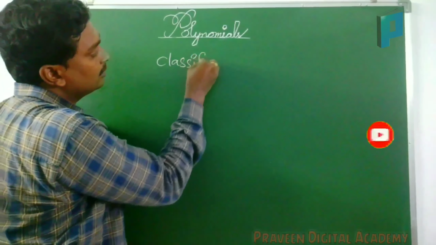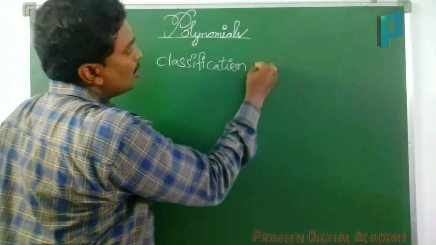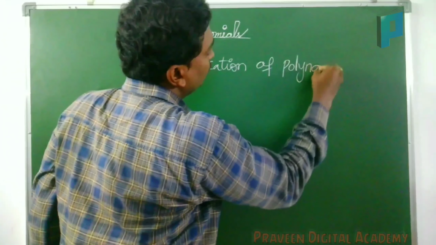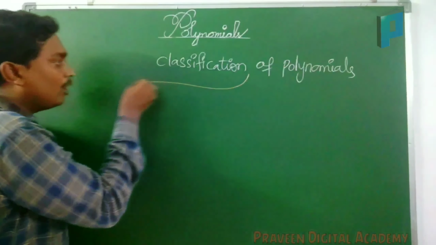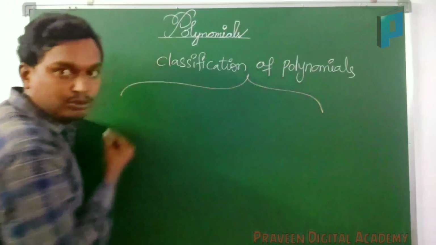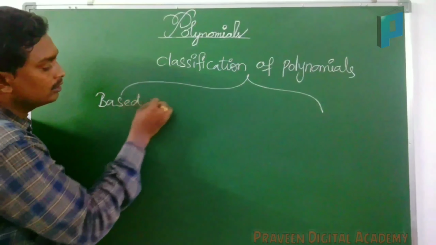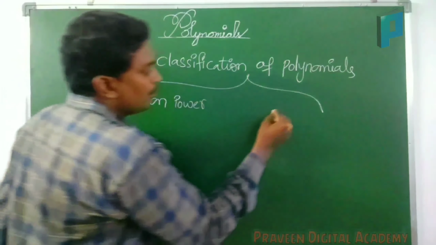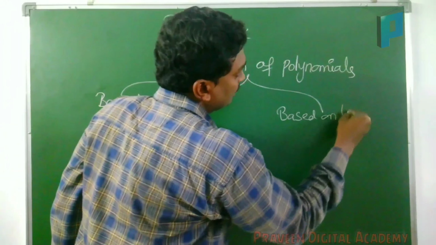Classification of polynomials. Here polynomials are classified into two types: based on power and based on terms.